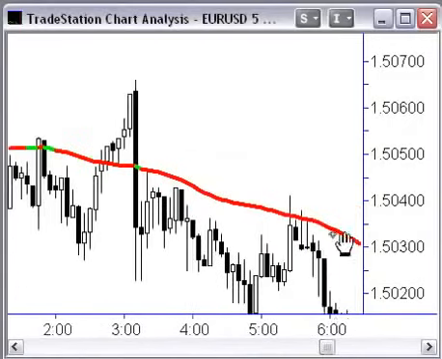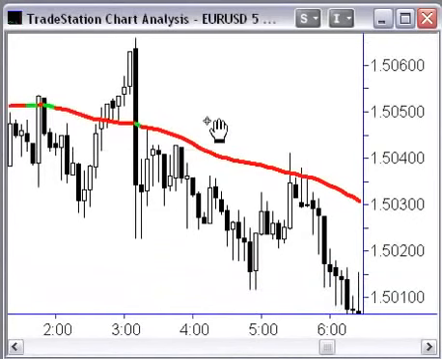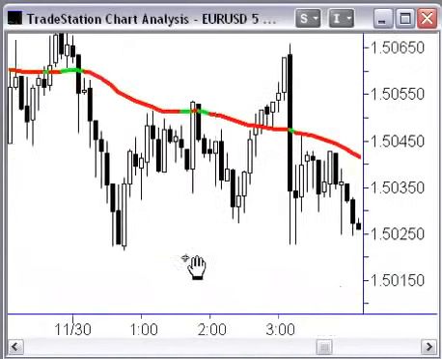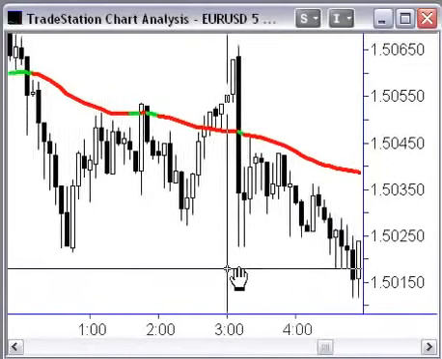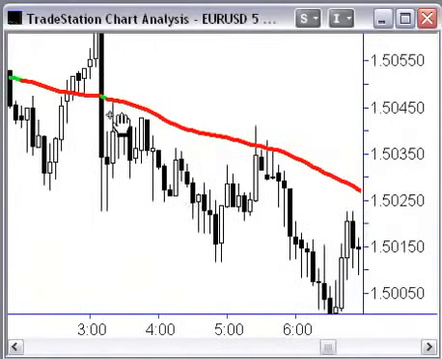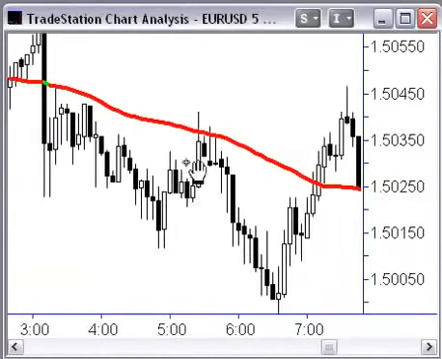But to finish this up, you see what's interesting here is we get a nice move up. All of this is just noise. All of this is just noise as far as direction goes. Then we finally get a follow through to the downside.